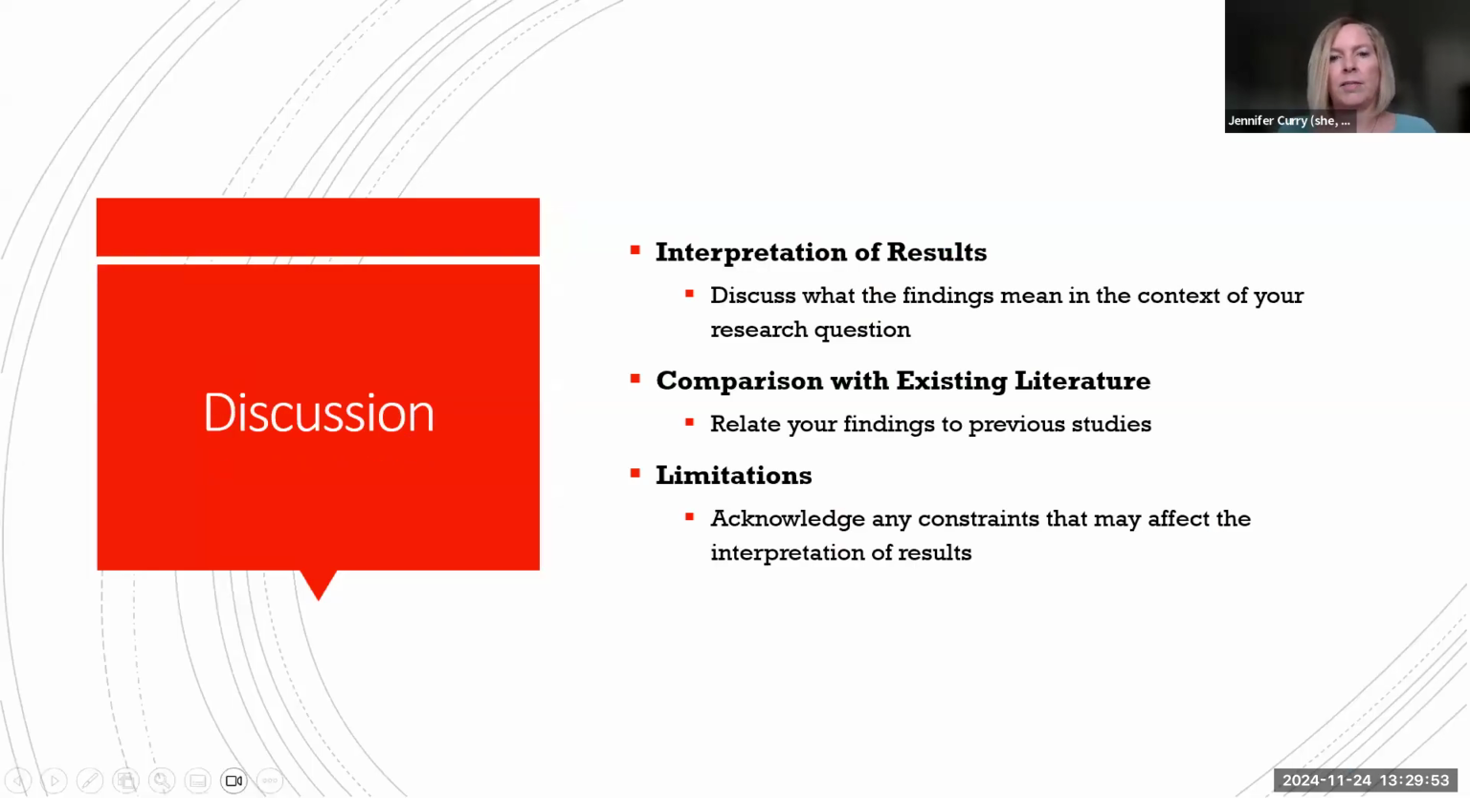In your discussion, you'll need to interpret your results. You'll need to compare your results with what other people found in the literature. And if nobody had findings like yours, you'll want to say how your results are unique compared to other people's. You'll want to relate your findings to previous studies. And then the limitations. What were some of the limitations of your particular study?